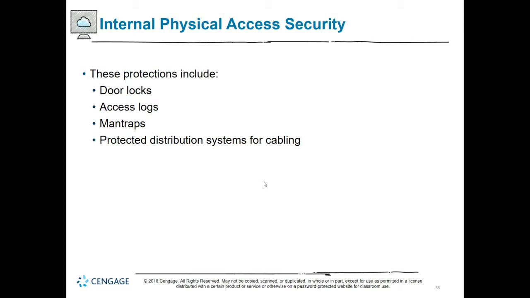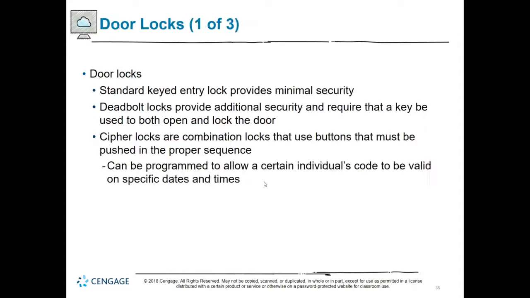All right, a couple of things we'll talk about. Internal physical access security. These include door locks, access logs, man traps, and protected distribution systems for cabling. All right, door locks. We're all pretty much familiar with door locks. They're on every door.